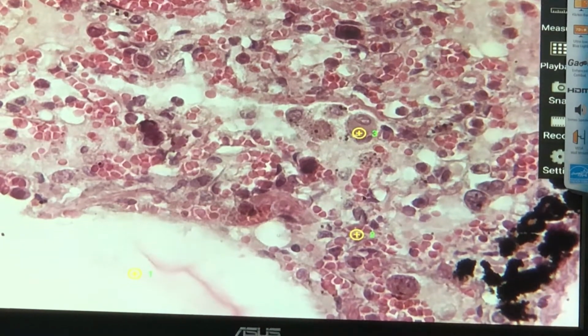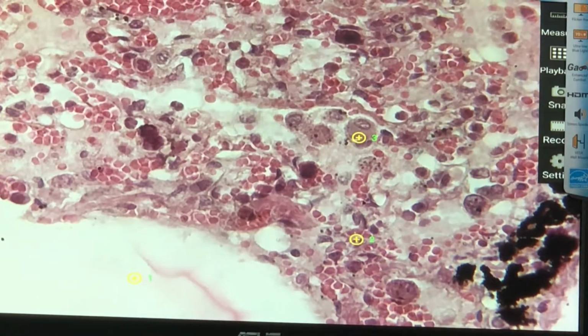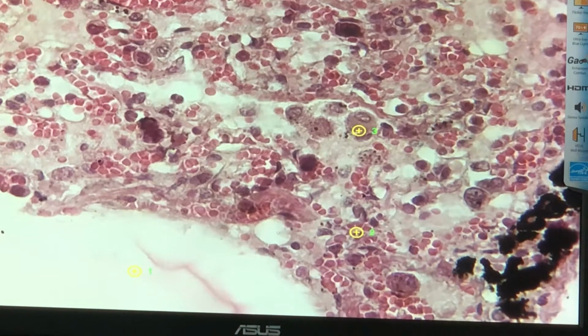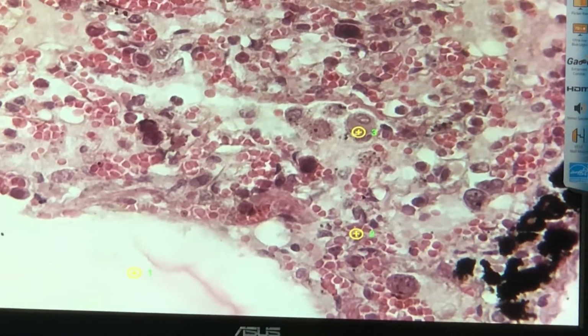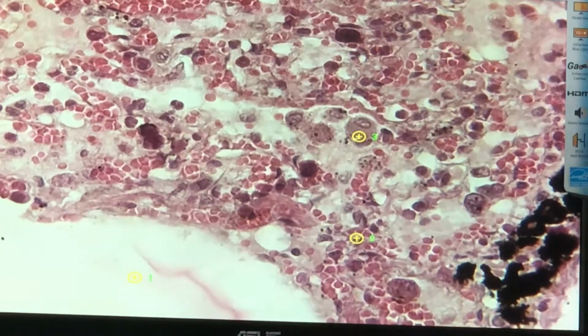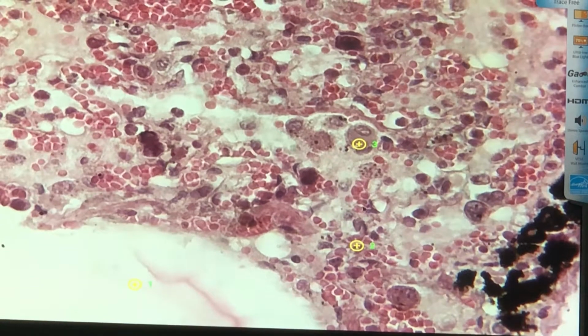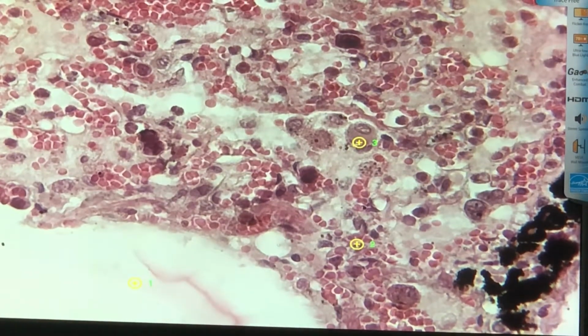So how would you know this is a macrophage? You will see the nucleus, it is irregularly shaped with loose nuclear chromatin, and you see a round structure with bigger cytoplasm. Inside the cytoplasm, instead of lilac granules, you will see golden brown pigment inside. That is a hemosiderin-laden macrophage.